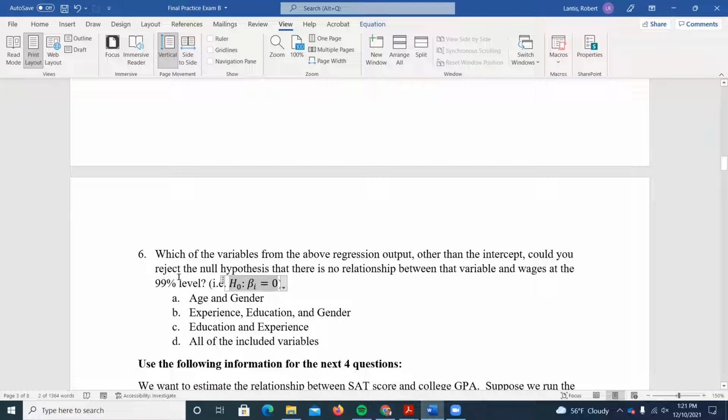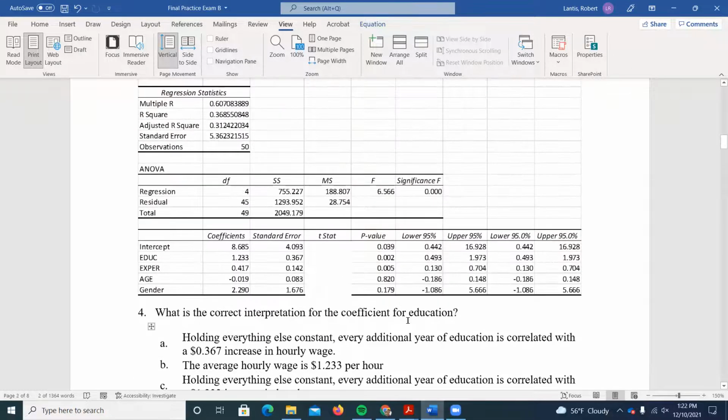If we can find a p-value less than an alpha of 0.01 at the 99% level, then I could reject this null or say I found evidence that there is a significant relationship. So which ones can I reject the null for here? All I do is go to this p-value column and see what p-values are less than that alpha of 0.01, right? That's all I have to do. Education, that p-value is less than 0.01, so I reject. Experience, that p-value is less than 0.01, so I can reject. For age and gender, they both have p-values above 0.01, so I would fail to reject the null.